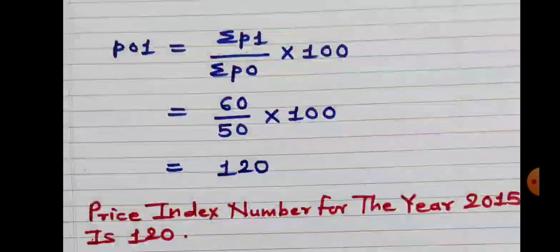Now apply the formula for price index number, that is P01 is equal to sigma P1 divided by sigma P0 into 100. Sigma P1 is 60, divided by sigma P0, that is 50. 60 upon 50 into 100 is 120. So P01 is equal to 120. So the price index number for the year 2015 is 120.